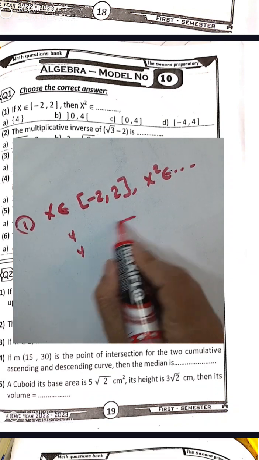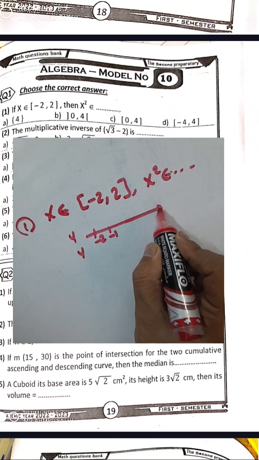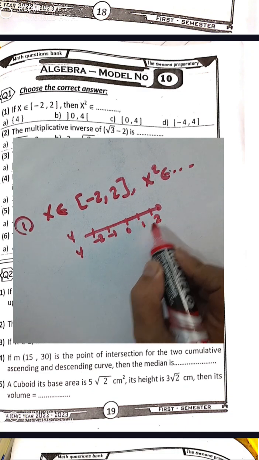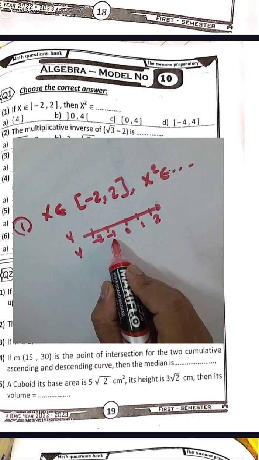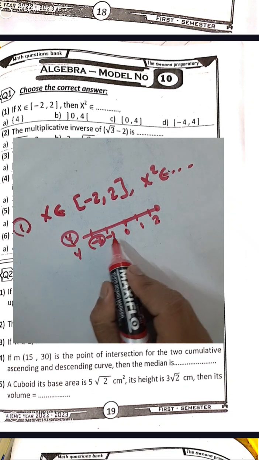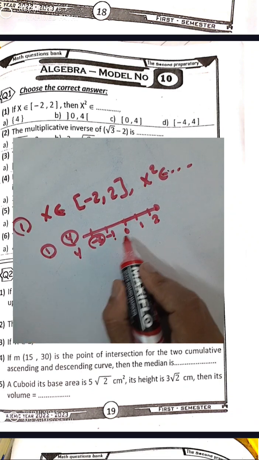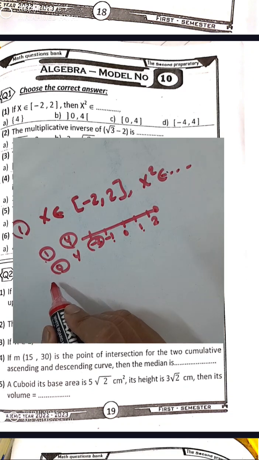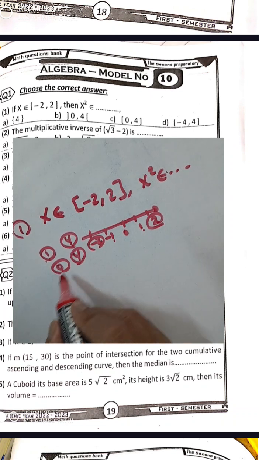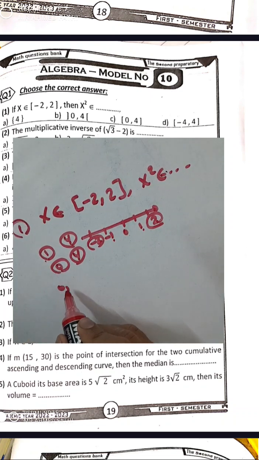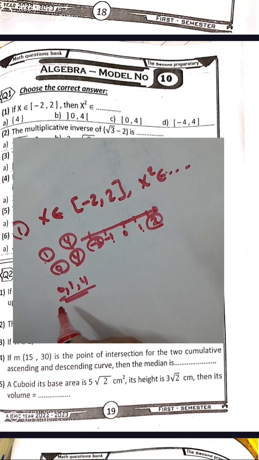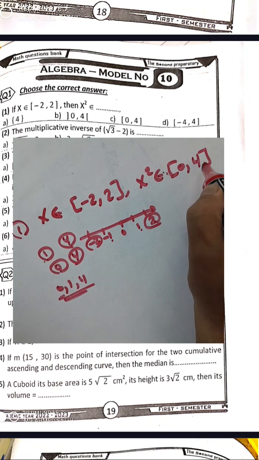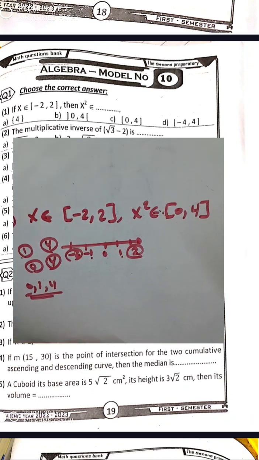And if we have negative 2, all the numbers between them are negative 1, 0, 1, and 2. Okay, negative 2 squared will be 4, negative 1 squared will be 1, 0 squared equals 0, 1 squared will be 1, 2 squared will be 4. Then you can arrange these numbers: 0, 1 and 4. The smallest number here is 0, so the first number will be 0 and the second number will be 4. You must write the numbers from least to greatest.